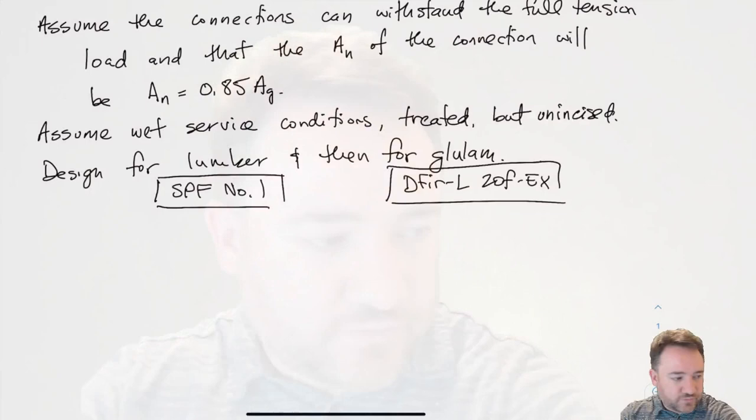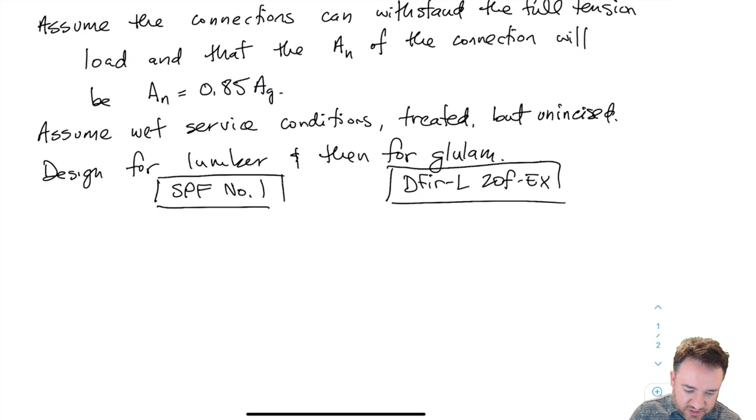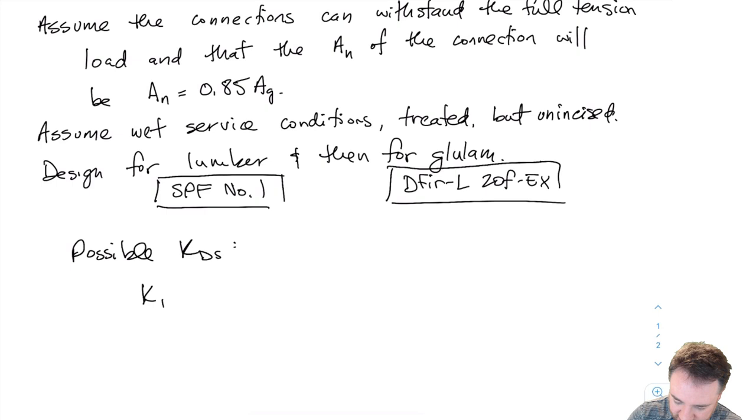We basically have an interpolation function. So the possible KDs that we're going to run into in this question are, first of all, a KD of 0.65. So that's if I have dead only.